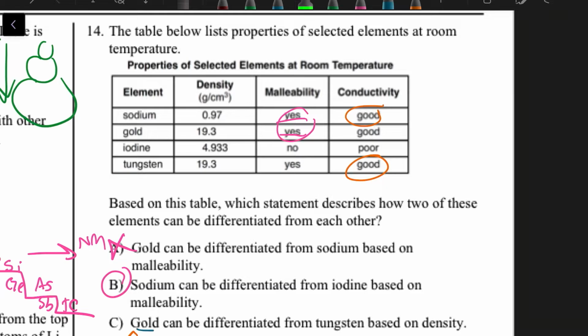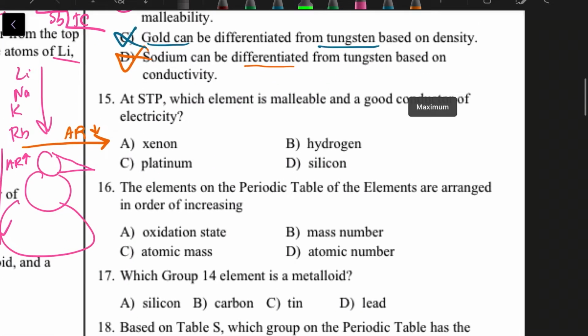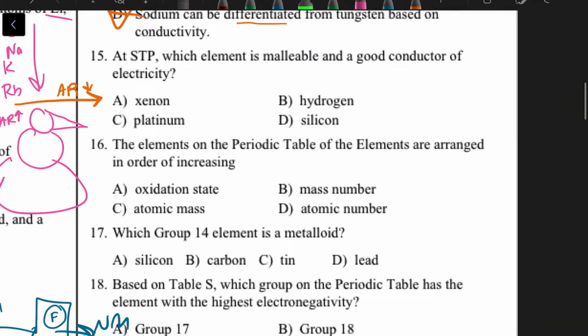Sodium and tungsten, they're both conductors. That can't be it. Gold can be differentiated from tungsten based on density. Gold and tungsten, they have the same density. That can't work. But if you look at sodium and iodine based on malleability, sodium is malleable, iodine is not. That's what makes it different. So it's all about reading that table. You don't necessarily need to have knowledge of chemistry.